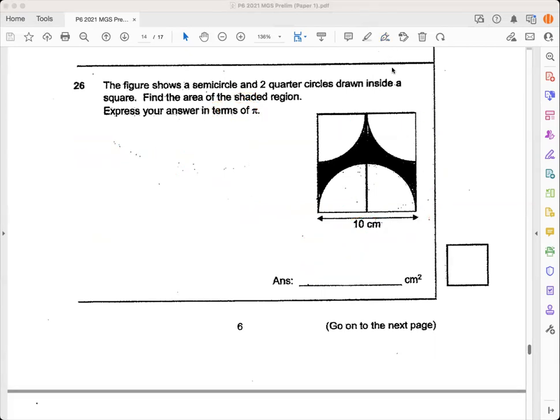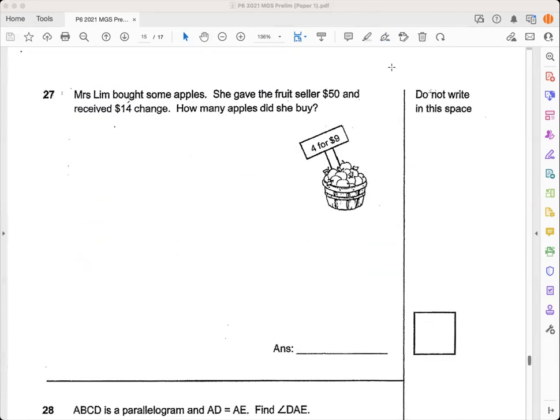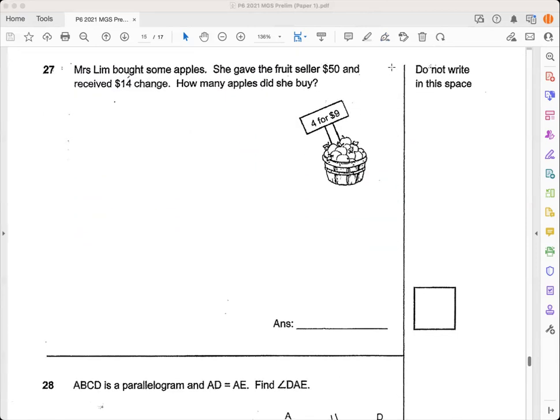Let's clear this. Let's go on to continue with question number 27. Mrs. Lim bought some apples. She gave the fruit seller $50 and received $14 change. So the fruits Mrs. Lim bought will be 50 minus the change. Mrs. Lim paid $36 for the fruits.